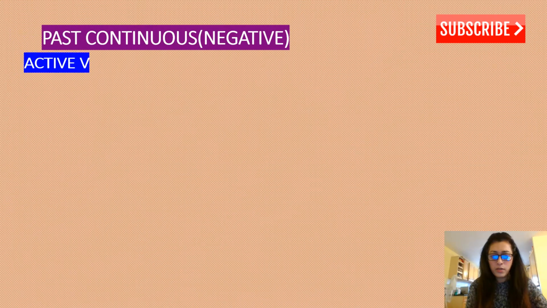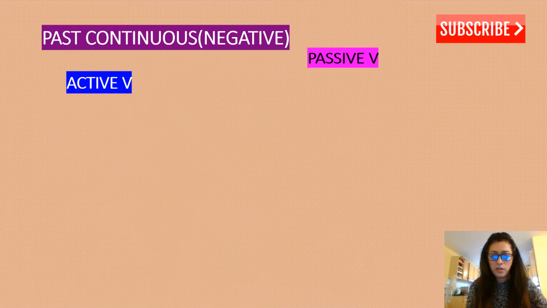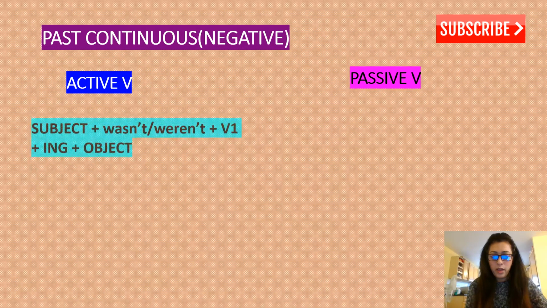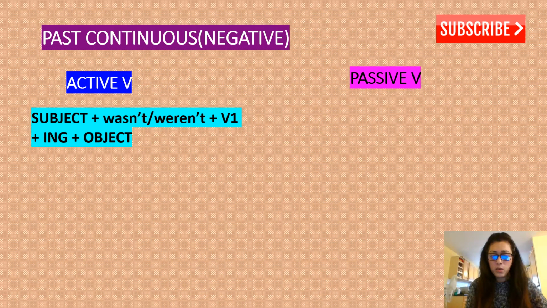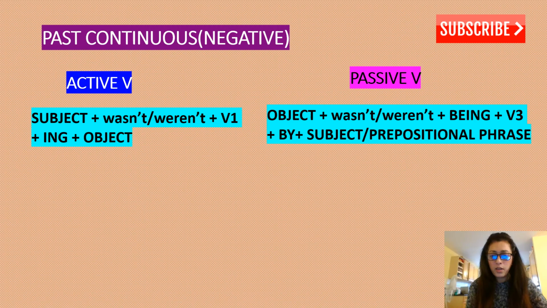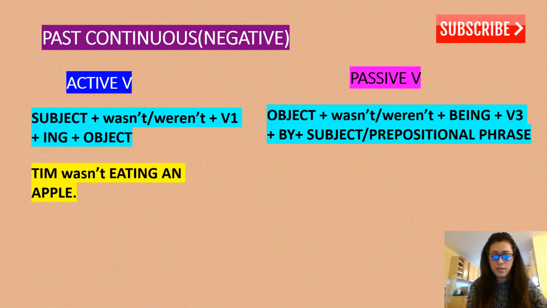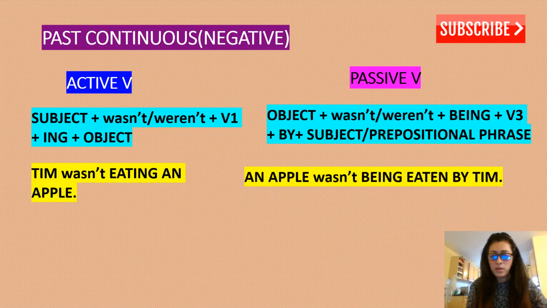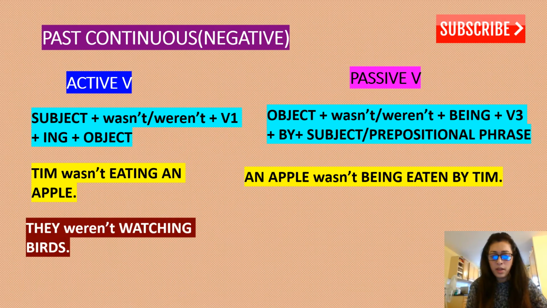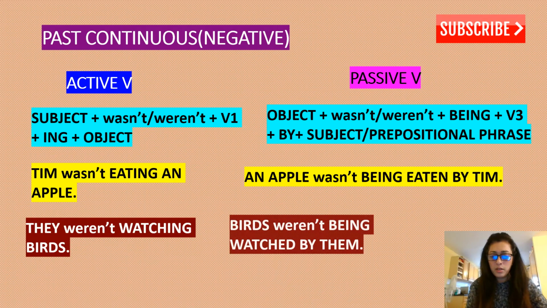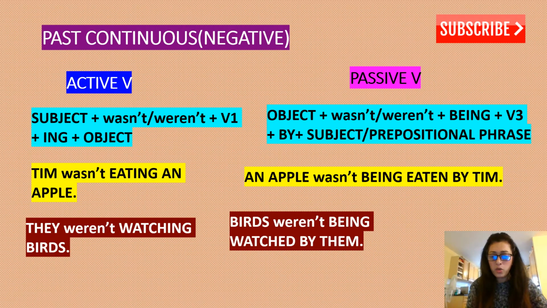Now the negative of the same in the active form is subject plus wasn't or weren't with verb first form with ing and object, and on the other hand with the passive it will be object plus wasn't, weren't with being, verb third form, and by, and the subject or prepositional phrase. So the first example will be Tim wasn't eating an apple. An apple wasn't being eaten by Tim. They weren't watching birds. Birds weren't being watched by them.